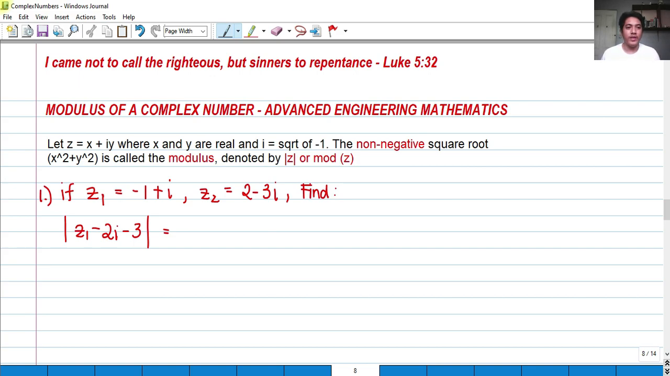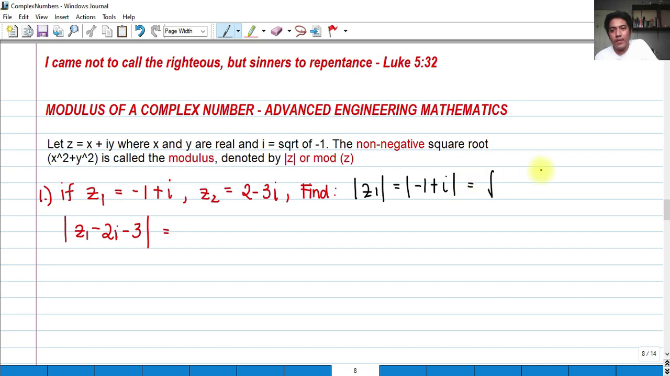So for example, in this first problem, number 1, if z sub 1 is equal to -1 plus i, and z sub 2 is equal to 2 minus 3i, find the modulus of z sub 1 minus 2i minus 3. But before that, let me give you a very basic example. What if we want to get the modulus of z sub 1? We know that z sub 1 is equal to -1 plus i. How do we get the modulus of that?